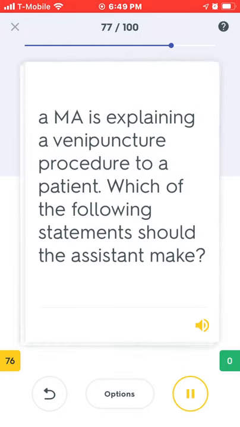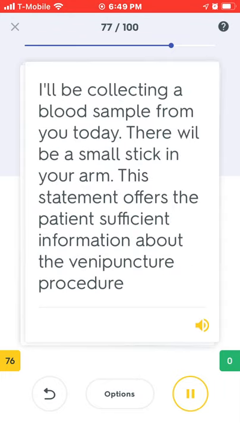A MA is explaining a venipuncture procedure to a patient. Which of the following statements should the assistant make? I'll be collecting a blood sample from you today. There will be a small stick in your arm. This statement offers the patient sufficient information about the venipuncture procedure.